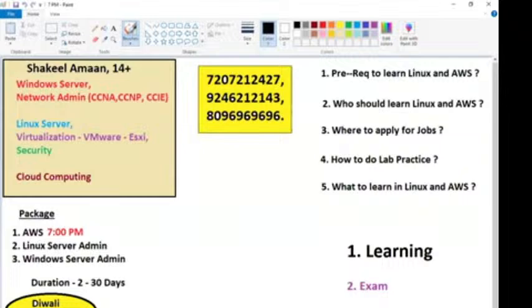Let me go through some of the basic questions briefly. What are the pre-requirements to learn Linux and AWS? There are no pre-requirements. A fresher with zero knowledge of Linux or cloud computing can start everything. You can learn from scratch. Literally, people who are interested in careers can learn Linux and AWS.